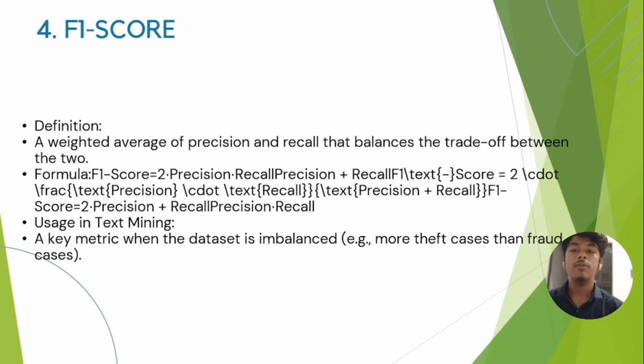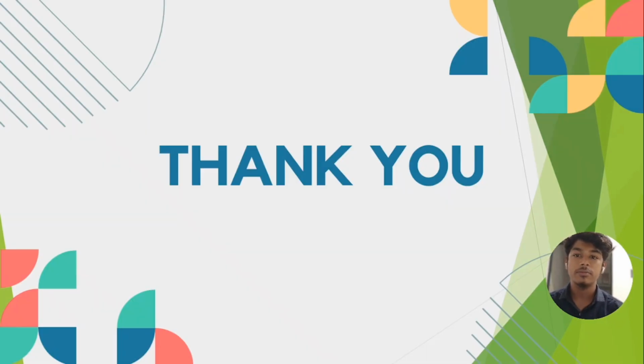F1 score. The weighted average of precision and recall that balances the trade-off between the two. A key metric when the dataset is imbalanced. We know that in real life all the datasets are imbalanced. To balance that, we use the F1 score.